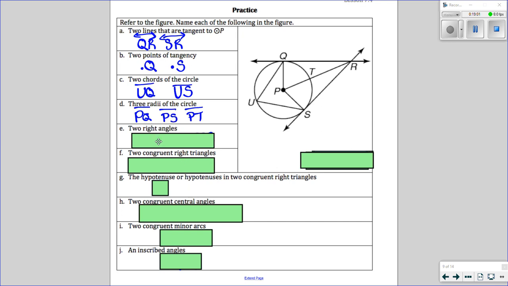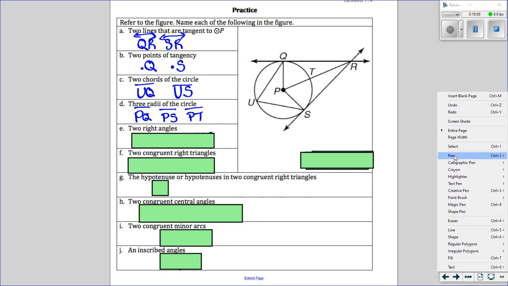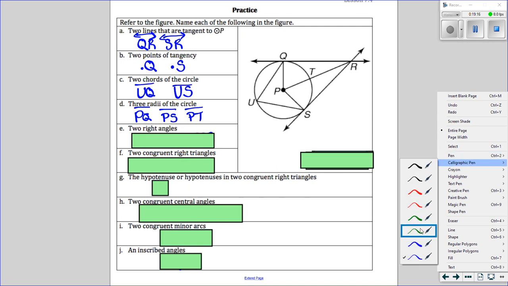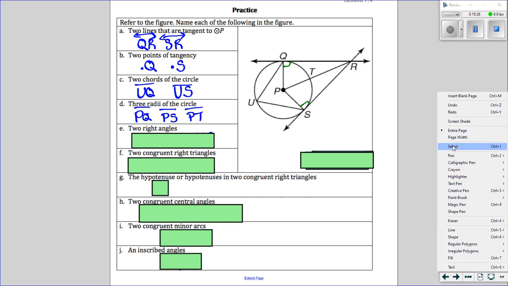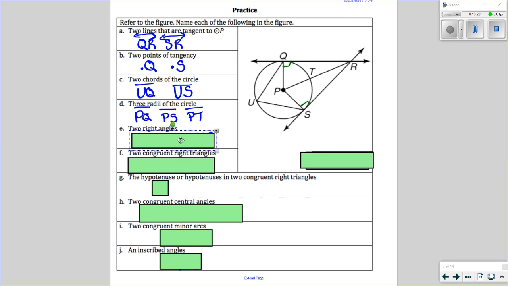Name 2 right angles. Okay. So what do we know about tangent lines and radius? If you have a tangent line intersecting with a radius at a point of tangency, then those 2 lines will create a 90-degree angle, and you have a right angle. So then that means that angle PQR and angle PSR are right angles.